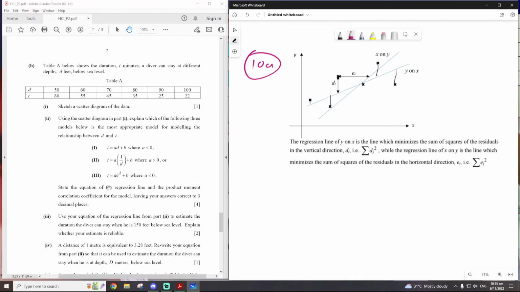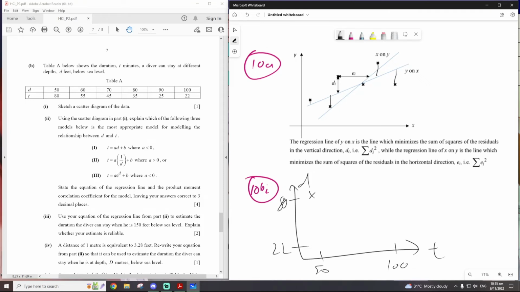Okay, this is the more familiar one to us, right? 10b. Okay, so if you draw the scatter diagram, this is T and this is D. I think the trend is curve shaped. So you label the max and mean. The max is 80, the mean is 22. This is 50 and this is 100.